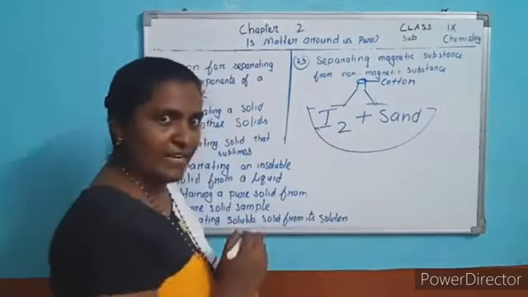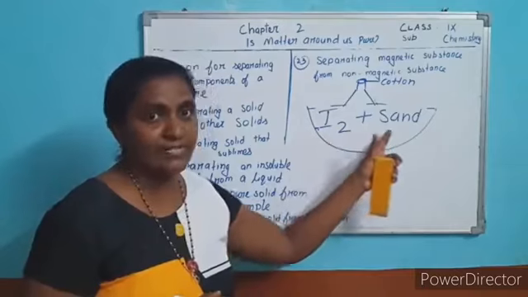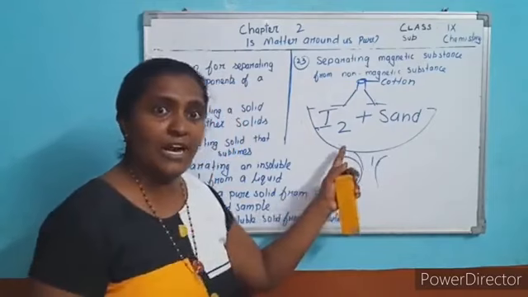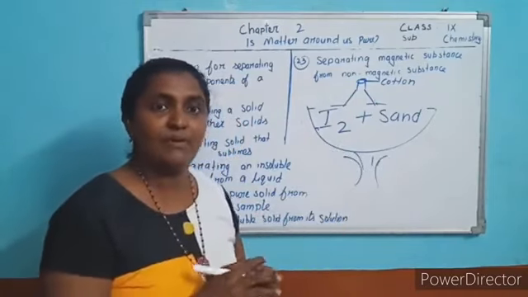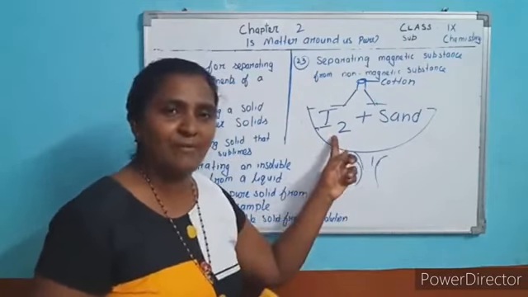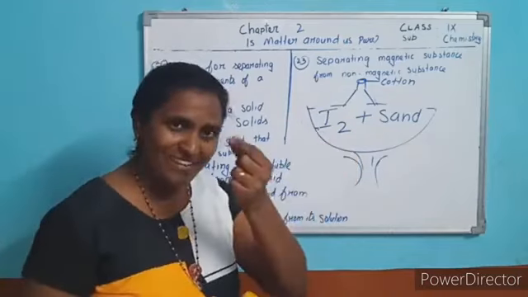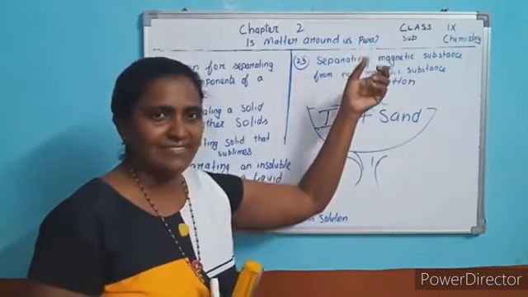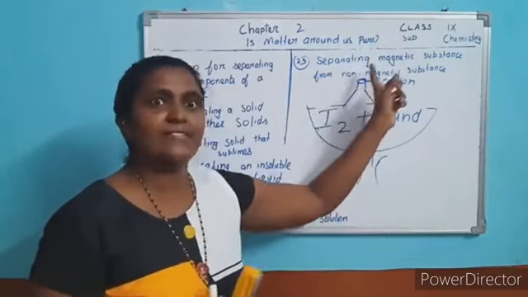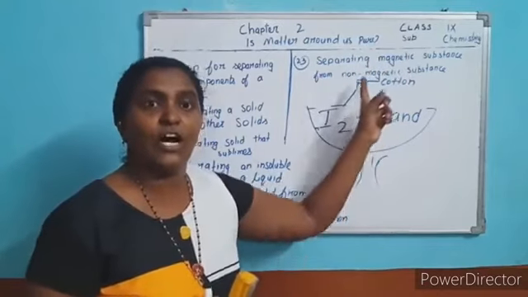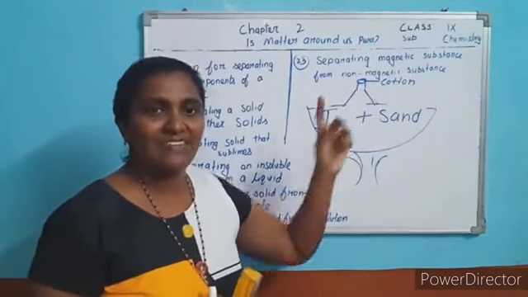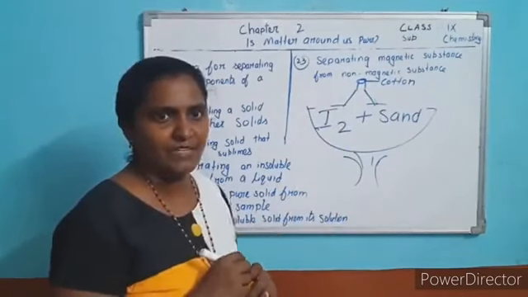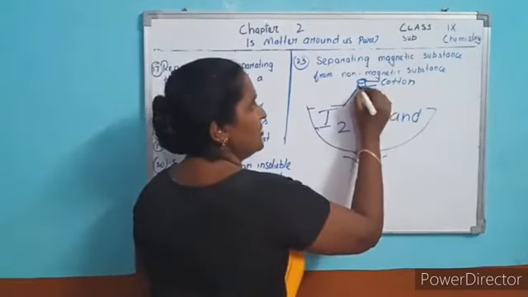You take the mixture, iodine and sand, sublimating compound and sand. On heating, what will happen? Only iodine sublimes. What is the meaning of sublimation? It undergoes a process of sublimation. What does it mean? It is a solid, and this solid changes directly to vapor. Iodine solid changes to iodine vapor, which is violet, purple, blackish purple in color. Understood? It is changed into vapor.